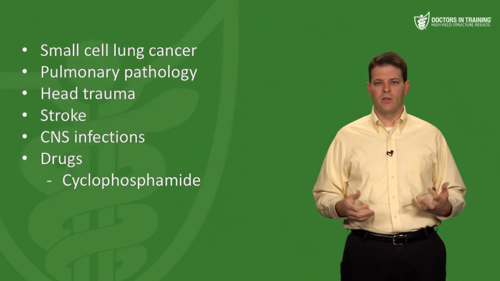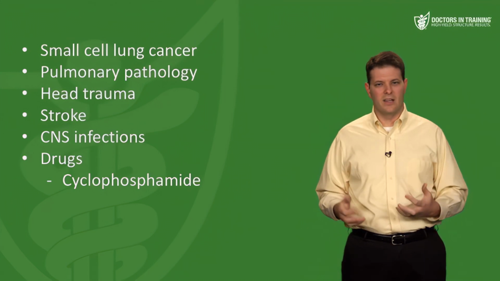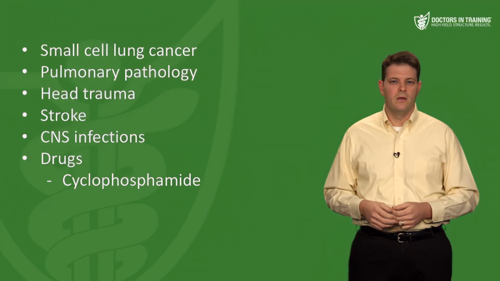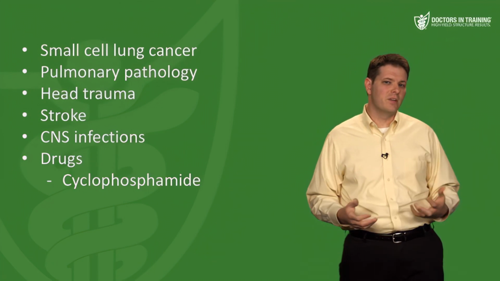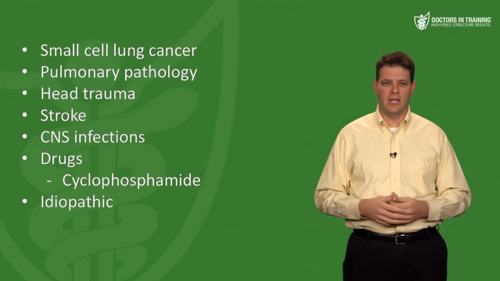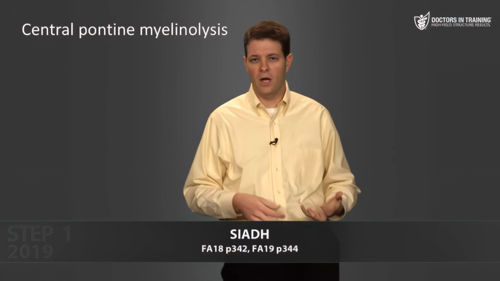But you're going to see lots of people with low sodium and SIADH. You're not going to see lots of people on cyclophosphamide. And then plenty of times you won't identify a specific cause. It's just idiopathic SIADH. Now, if you correct hyponatremia too quickly, you might cause lysis of the myelin in the pons, which is called central pontine myelinolysis.